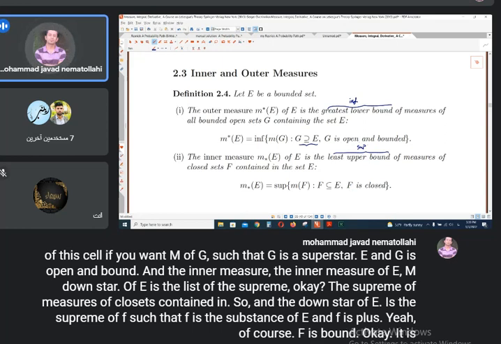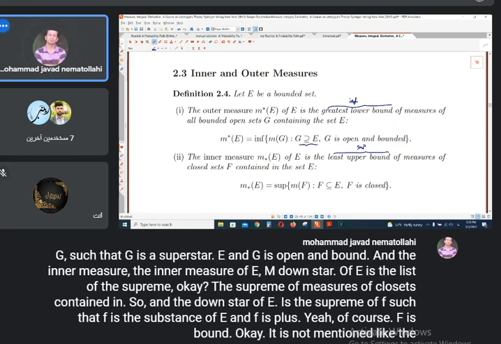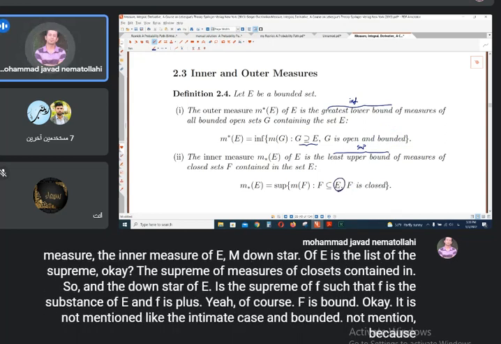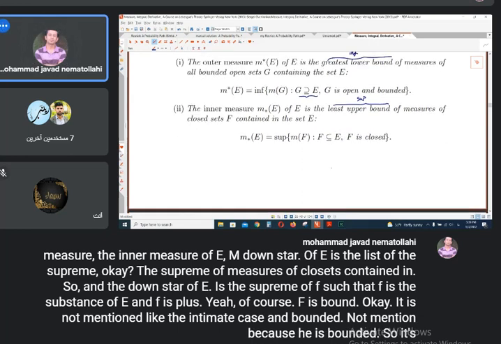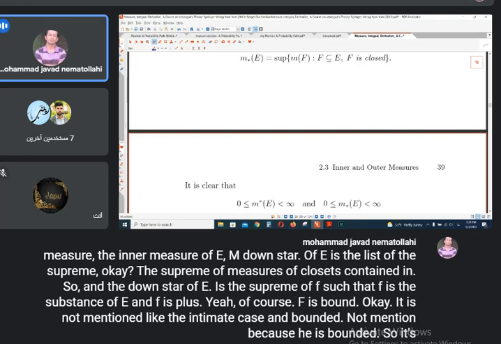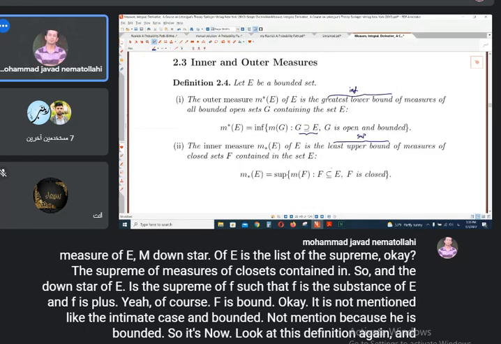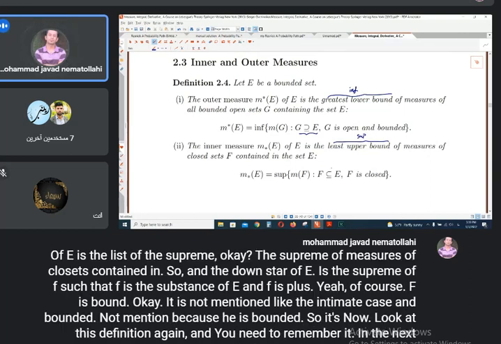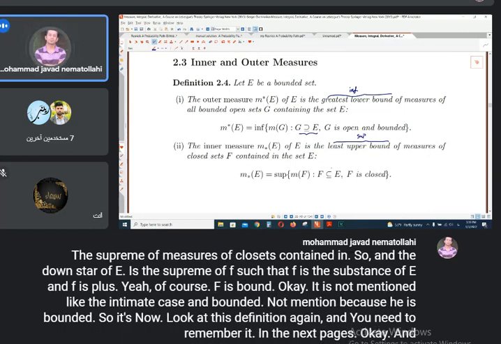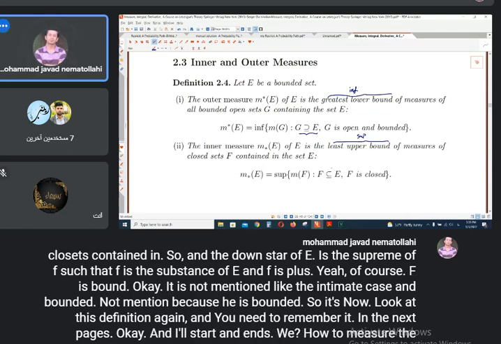It is not mentioned, like in the infimum case, that F is bounded, because E is bounded, so is F. Now, look at this definition again, and you need to remember it in the next pages. Okay, M up star and M down star of E, the outer measure and the inner measure.